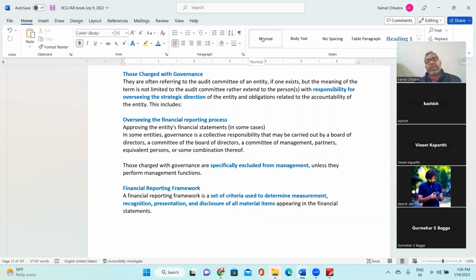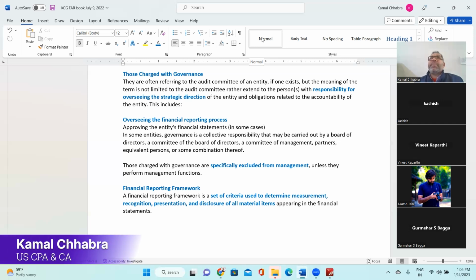Those charged with governance is superior to management, ideally, yes. Like the board of directors, audit committee, independent directors. So maybe some committee is a combination of management, independent directors and board of directors, but management participation would be very limited.